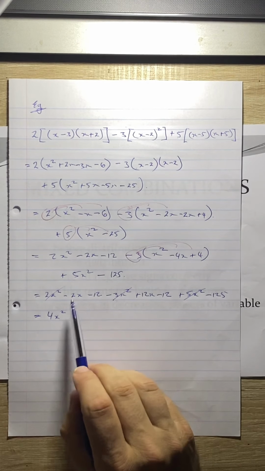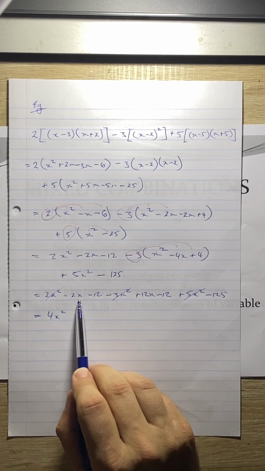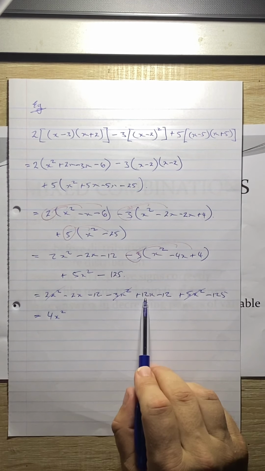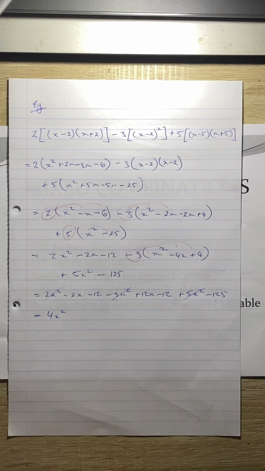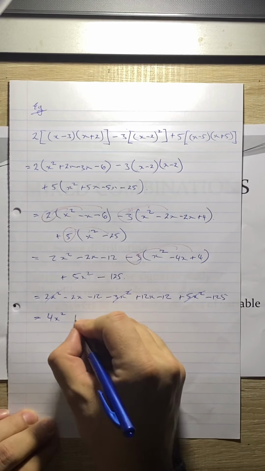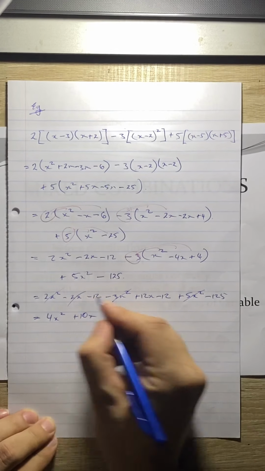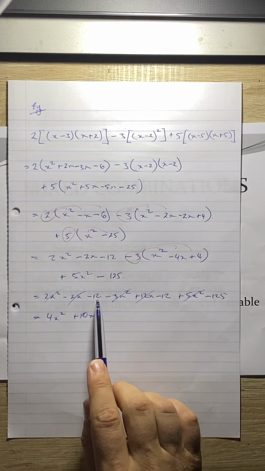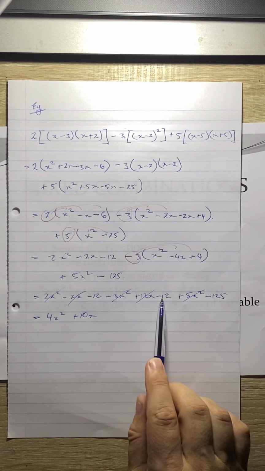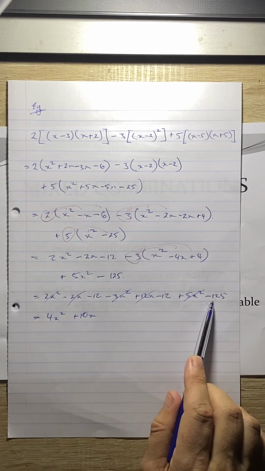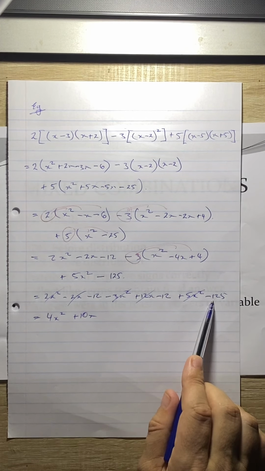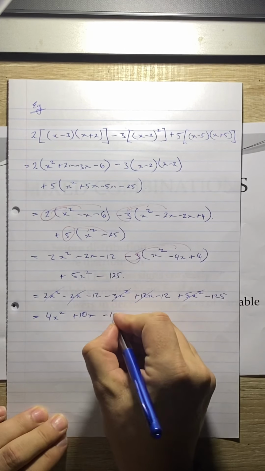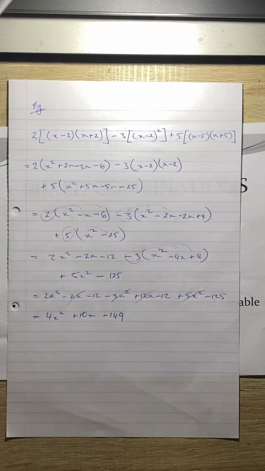Okay, the next I'm going to move on to is the x's. So we've got minus 2 plus 12, and that's it. Okay, and we get plus 10x. So we're done with that, done with that. The next I'm going to work with the constants. So we get minus 12, minus 12, minus 125, and we get minus 149. And there's our final answer.